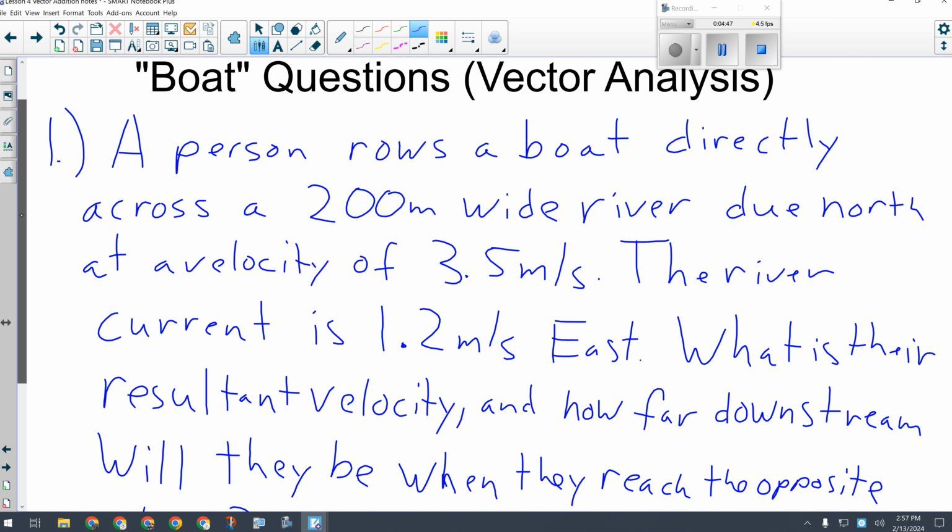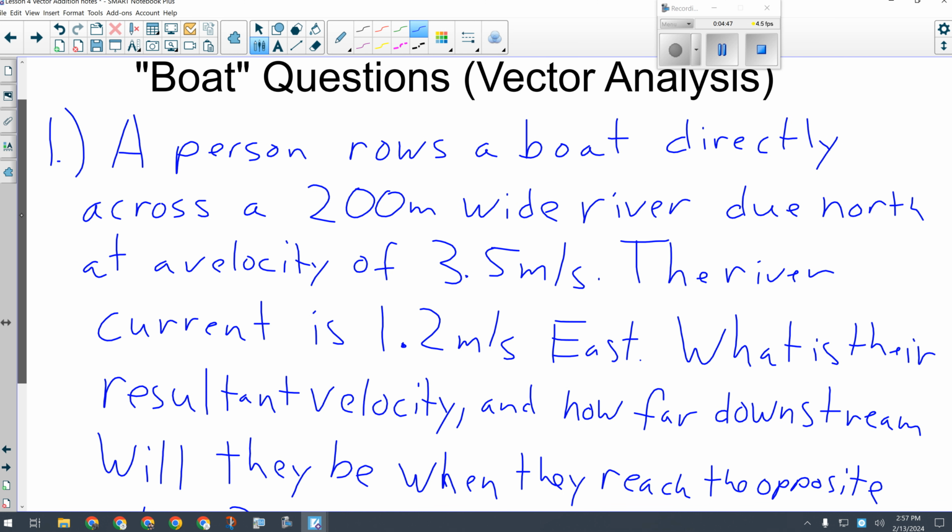Rowing that direction at 3.5 meters per second. While they are doing that, what is the river doing? What do rivers usually do? They flow. Which way do they flow? Downstream. Okay, so the river in this question is flowing downstream at 1.2 meters per second.